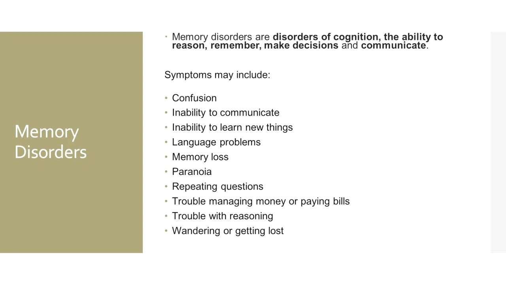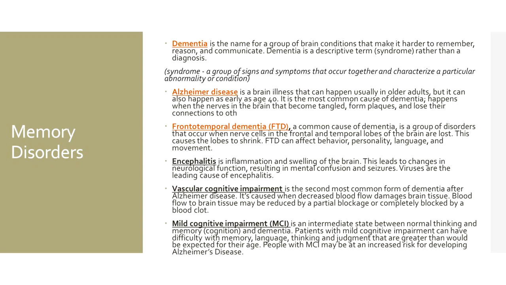Let's now go to memory disorders. So memory disorders are disorders of cognition, the ability to reason, remember, make decisions, and communicate. So symptoms may include confusion, inability to communicate, language problems, paranoia, memory loss, trouble with reasoning, wandering, or getting lost. So sometimes people who age, no, they already have that progressive memory disorder na hindi na kayang i-reverse pa. Especially this happens in Alzheimer's disease, dementia, and delirium. Okay, let's discuss those different memory disorders.